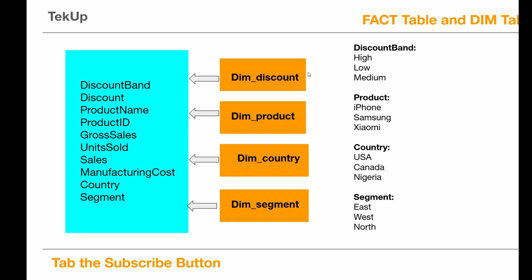Now, this discount band is telling us that the discounts can be high, low, or medium. This product dimension is telling us that we have iPhone, Samsung, and Xiaomi. The country dimension is telling us that we have USA, Canada, Nigeria. And the segments dimension is telling us that we have East, West, North. Now, we can simply say the fact table holds the numerical facts about a report, while the dimensional tables hold the descriptive information about a report. Let's move ahead.